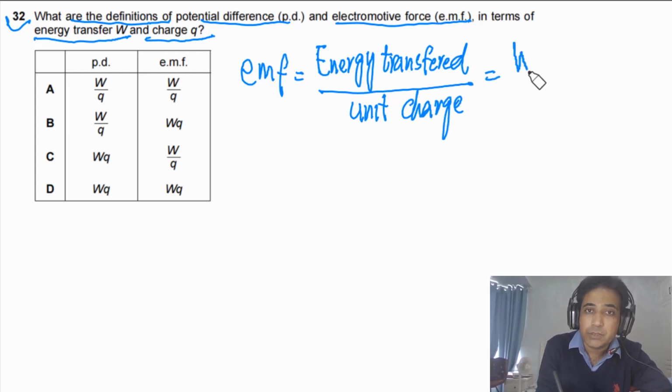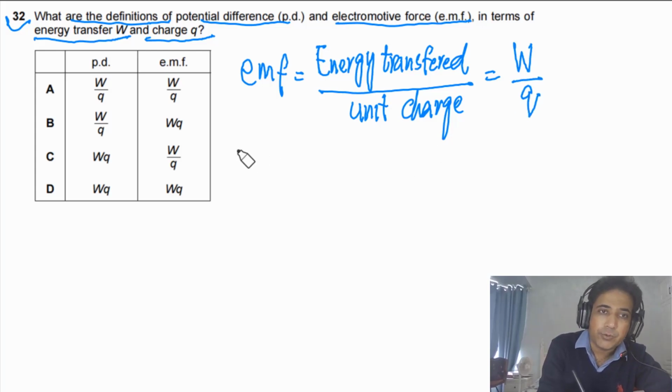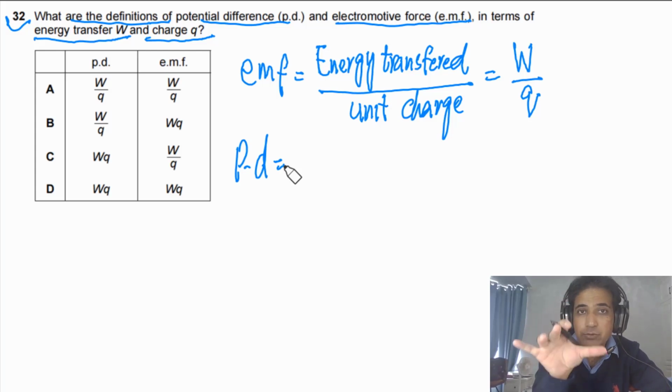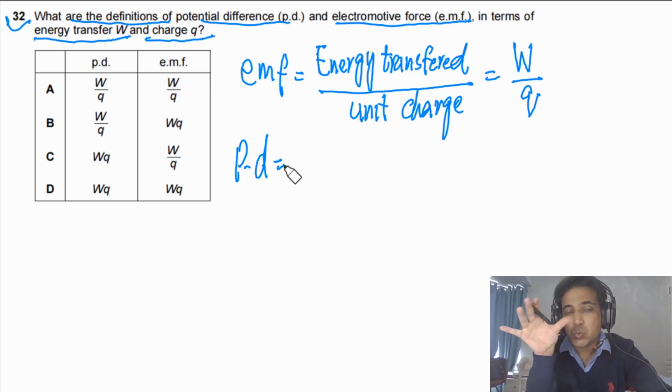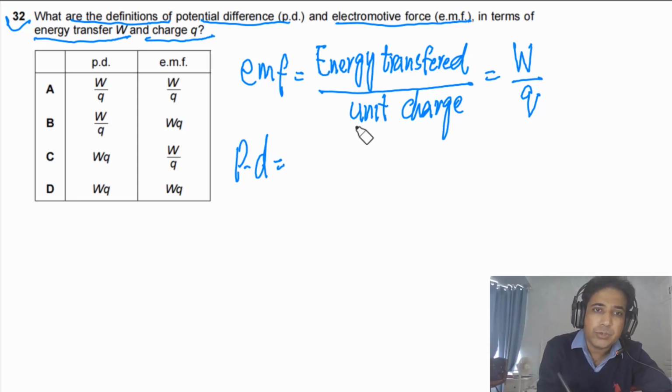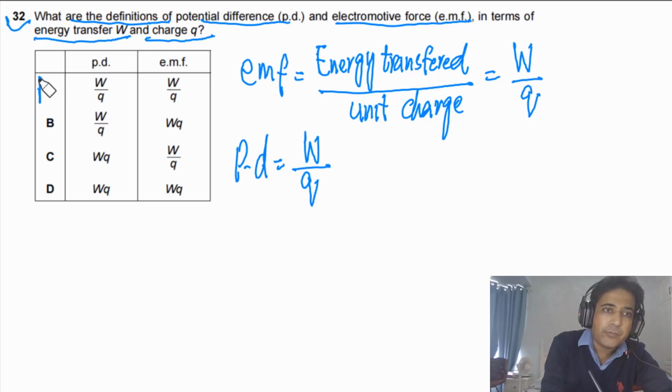So the energy transferred is W, and charge is Q. So this is W by Q. And PD is the amount of electrical energy converted into thermal energy or into other forms of energy per unit charge. So we can also say this is also W over Q. So the answer for this question has to be A.